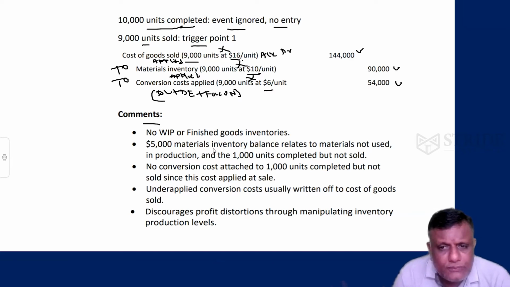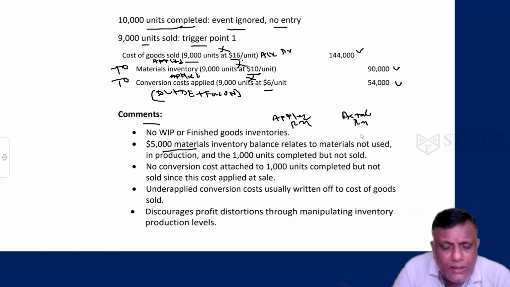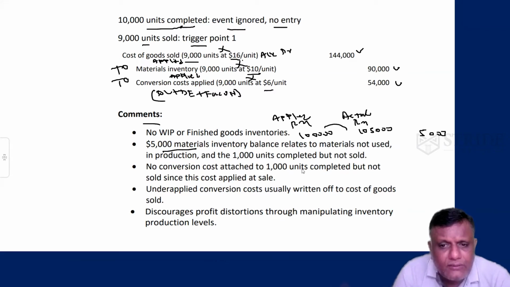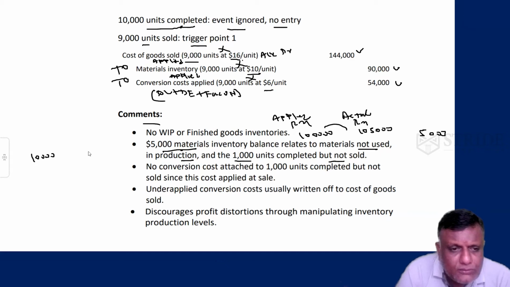Here also, 5,000 material, I told you. See the applied and actual. Applied raw material, actual raw material. Actual raw material is going to be 105,000. Applied is going to be 100,000. So 5,000 is the difference. Okay, right. So the 5,000 material inventory balance relates to material not used in production, because 1,000 units are completed but not sold. So you produced 10,000 units.